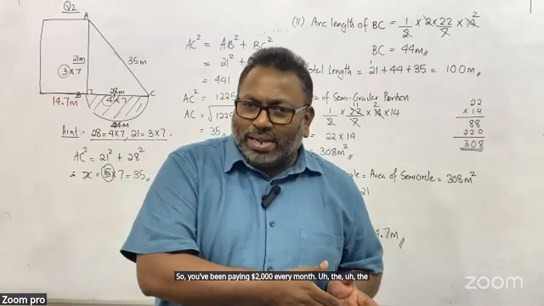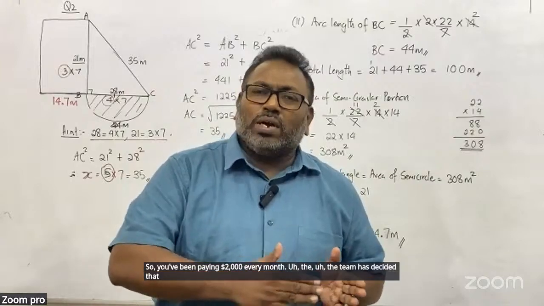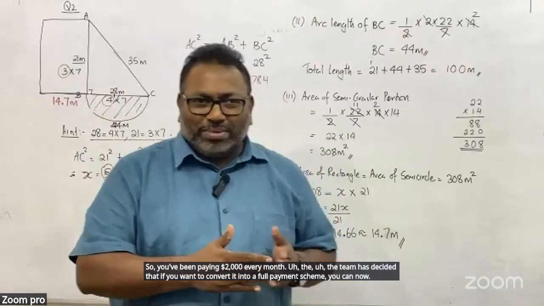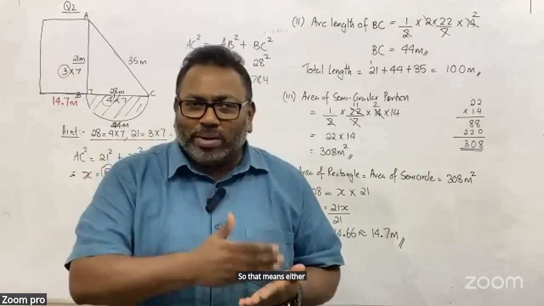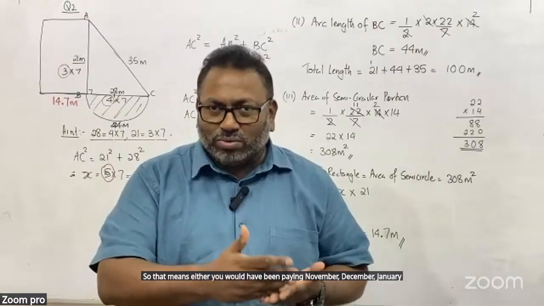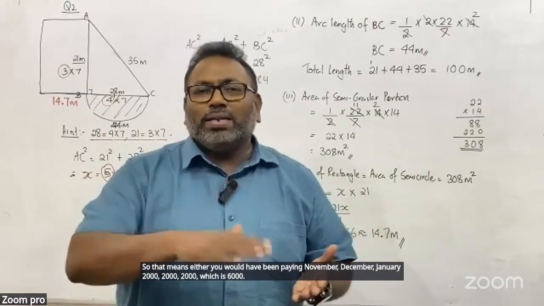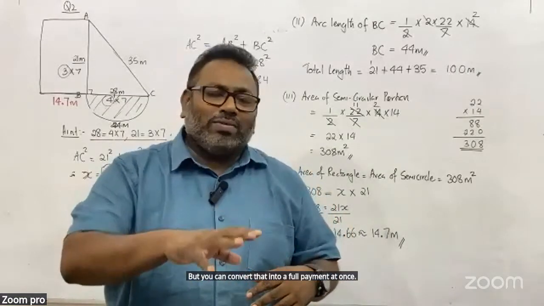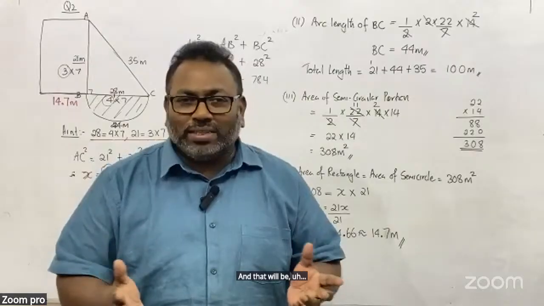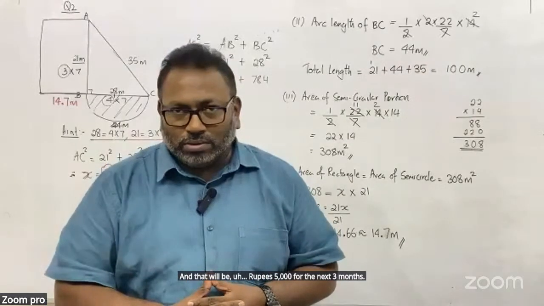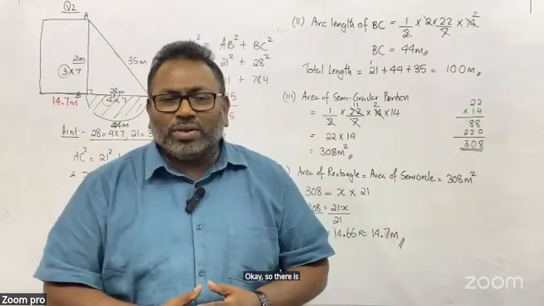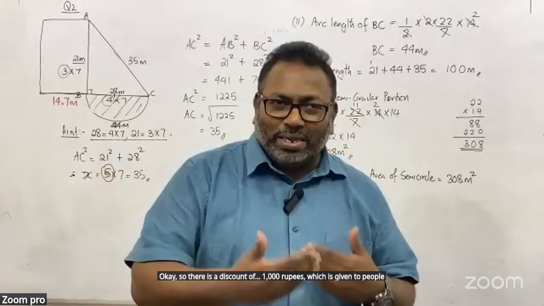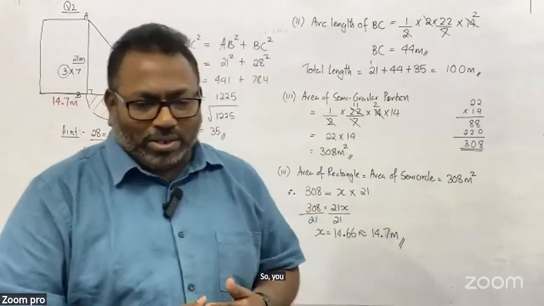The team has decided that if you want to convert it into a full payment scheme, you can now. So that means either you would have been paying November, December, January 2,000, 2,000, 2,000, which is 6,000, but you can convert that into a full payment at once, and that will be rupees 5,000 for the next 3 months. So there is a discount of 1,000 rupees, which is given to people who are paying in full. So you need not worry about that.